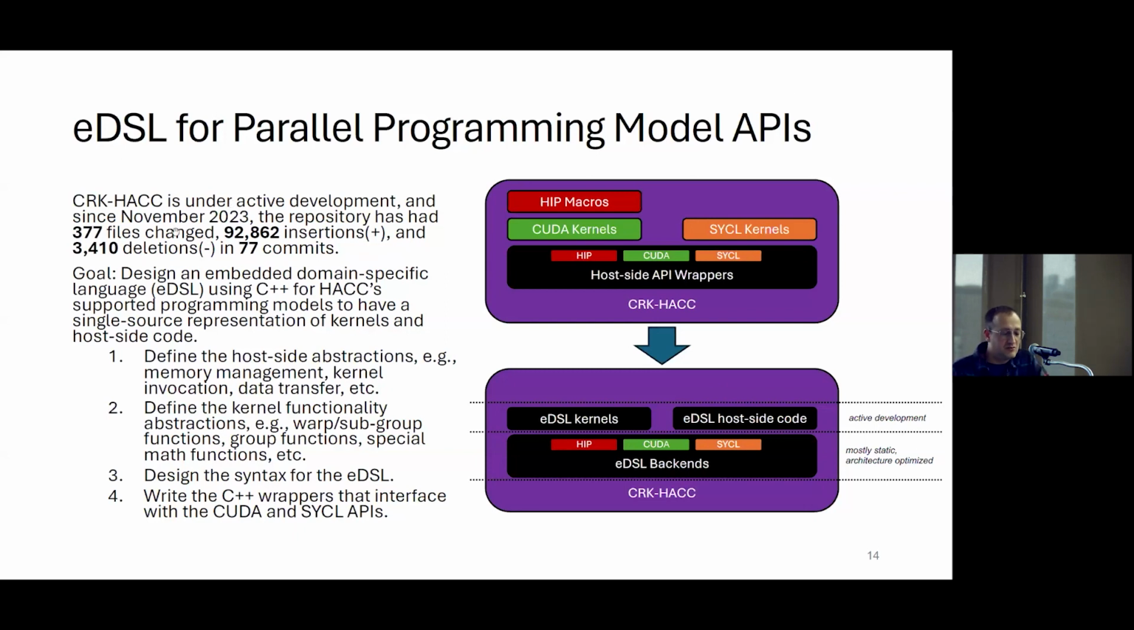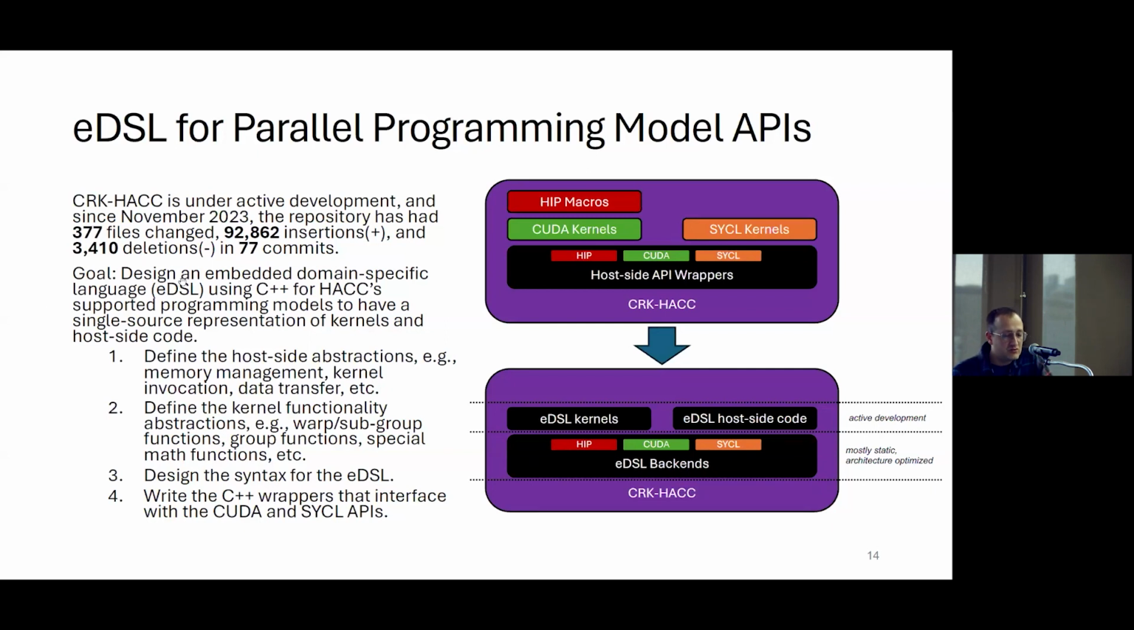Since Supercomputing last year, I did a query on the GitHub on our Git repository, and we've seen 377 files changed, 92,000 lines of code inserted, 3,000 deleted, and 77 commits. So it's very difficult to keep track of so many changes.